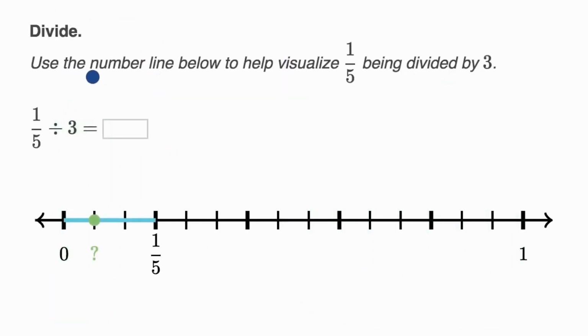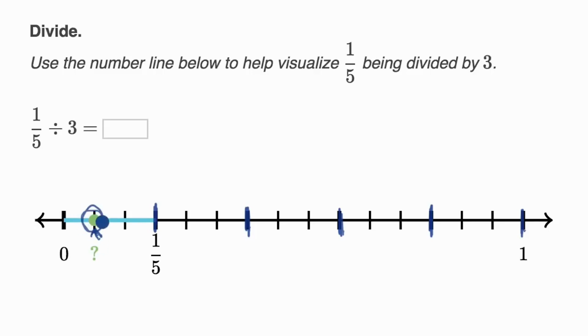We're told use the number line below to help visualize 1/5 being divided by 3. So as we go from 0 to 1 on the number line, you could divide into 5 equal sections where that's 1/5, 2/5, 3/5, 4/5, and of course 5/5 is equal to 1. But we want 1/5 divided by 3. So we took the section from 0 to 1/5 and we divided it into 3 equal sections. And so the first of those sections, this one right over here, that would be 1/5 divided by 3.